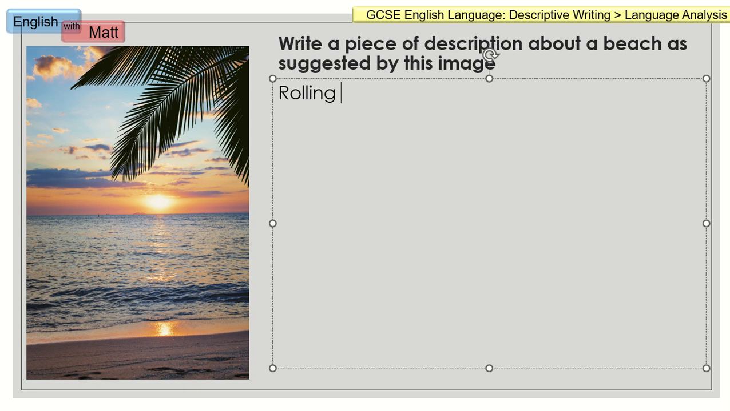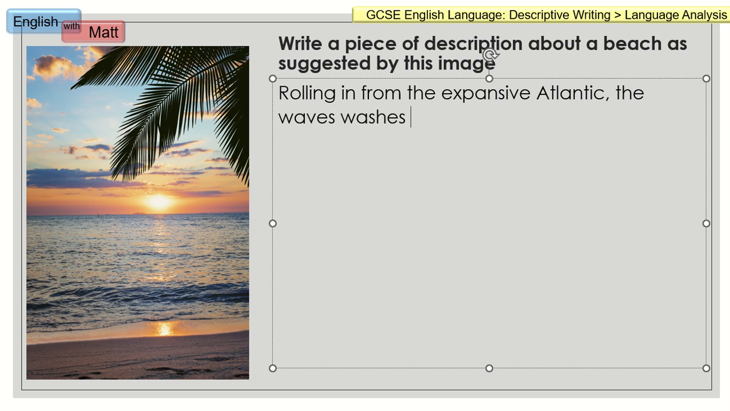So the first skill I'm using is I'm starting with a verb. I'm starting my sentence with a verb. It makes it more interesting to read, and it avoids using the word the to begin sentences all of the time. So rolling in from the expansive Atlantic, and Atlantic needs a capital letter, of course, because it's a proper noun. The waves washed onto the golden sands of the beach.